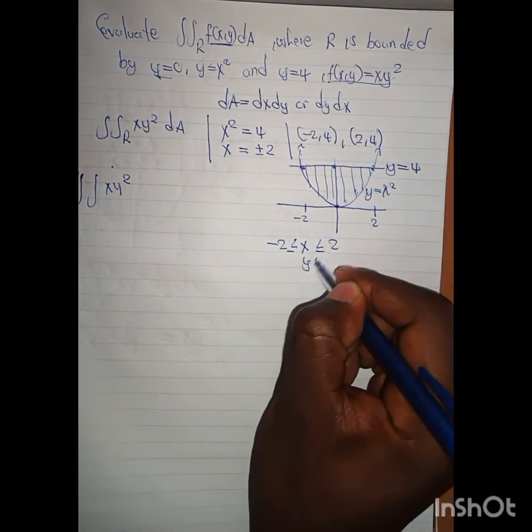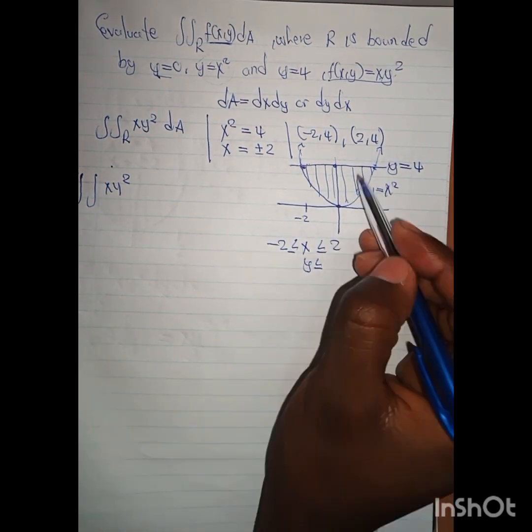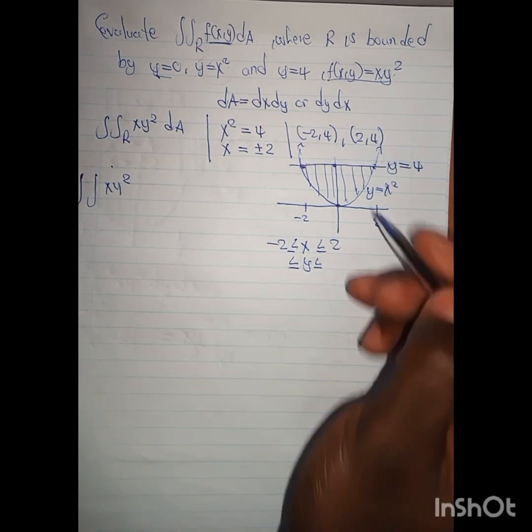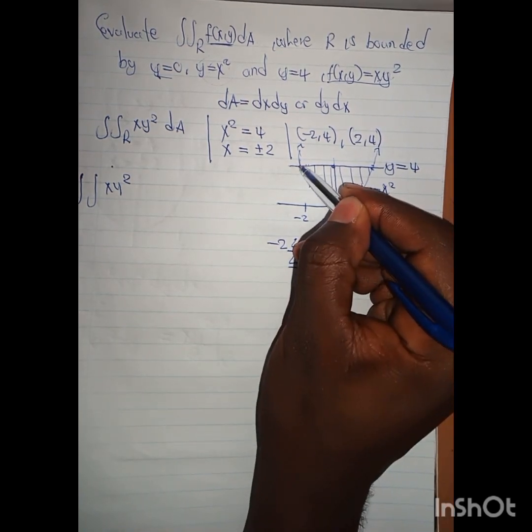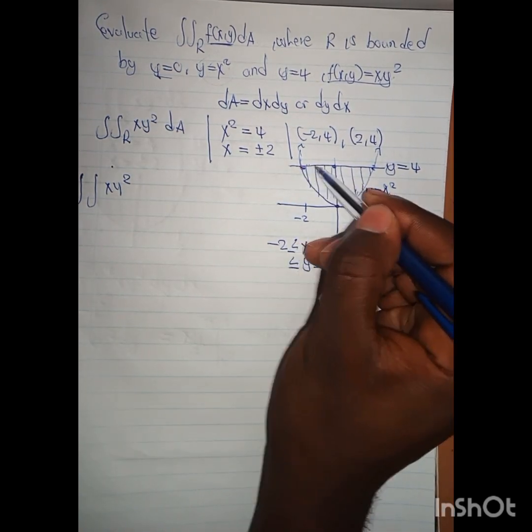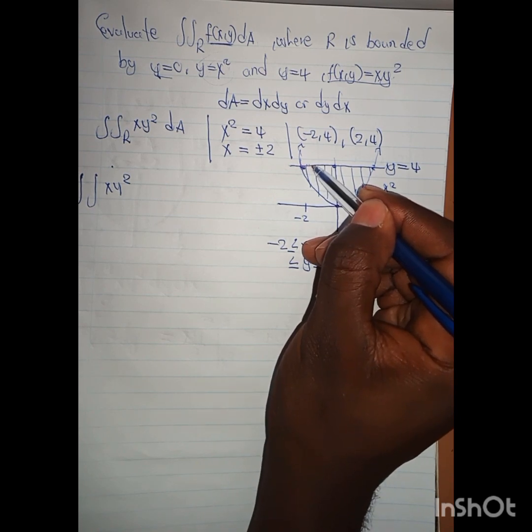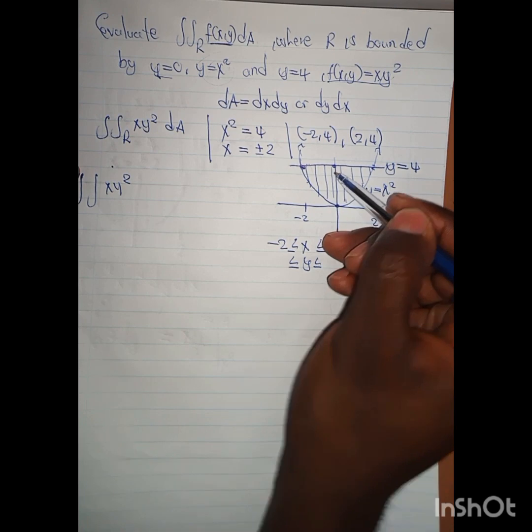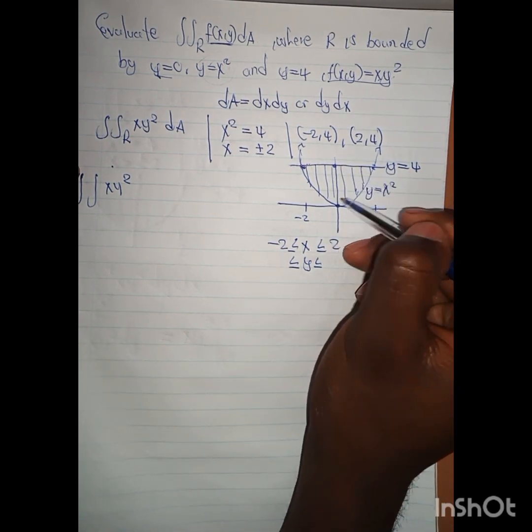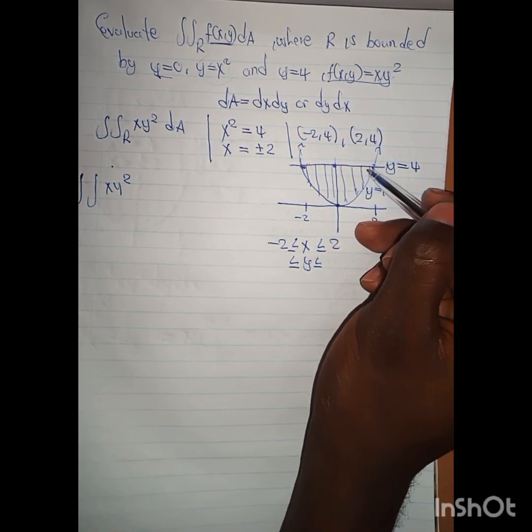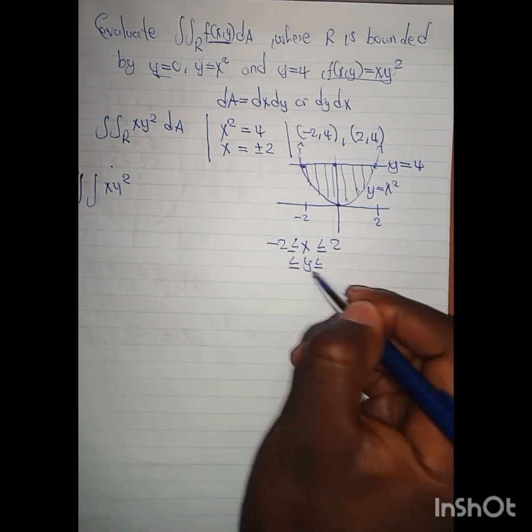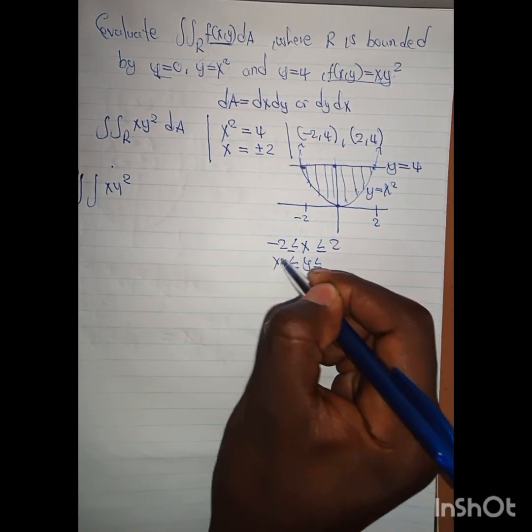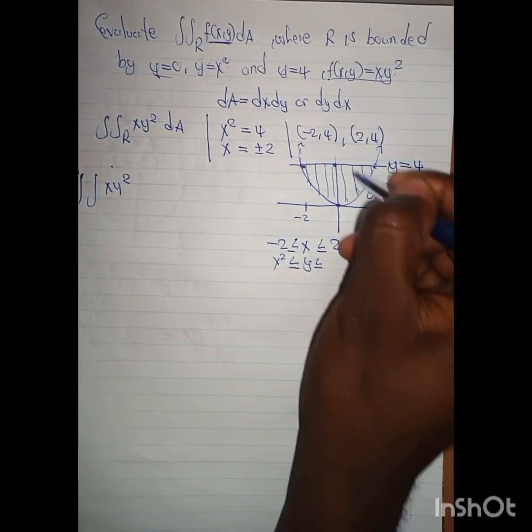How then can we determine the parameters of y? Let us check. From this point, as we move from the left to the right, you can see that the line y equals 4 is above the parabolic function. As we move to the right, the line y equals 4 is above the parabolic function. So we can say that y will start from x squared up to 4.